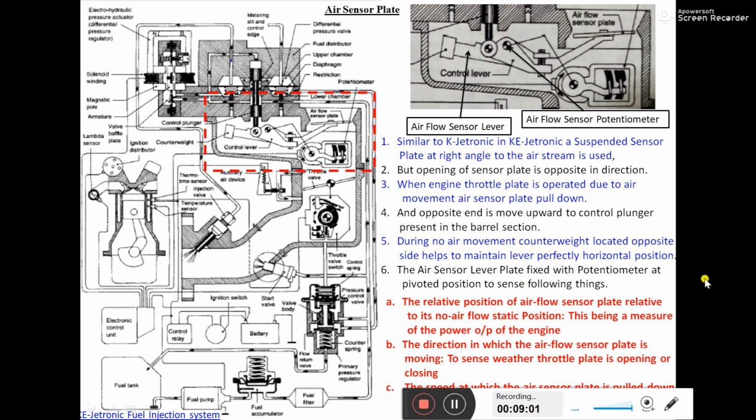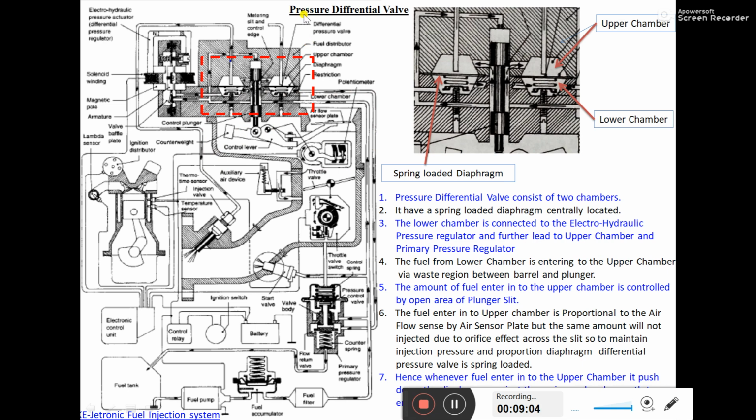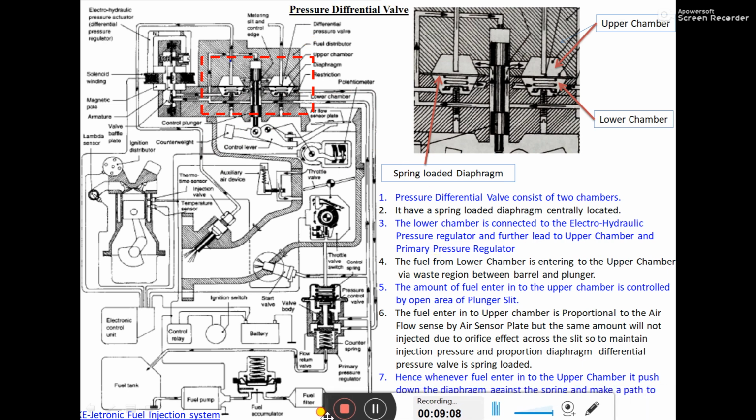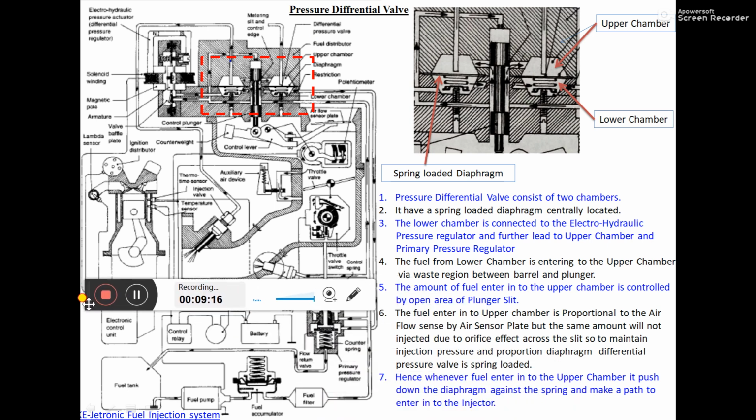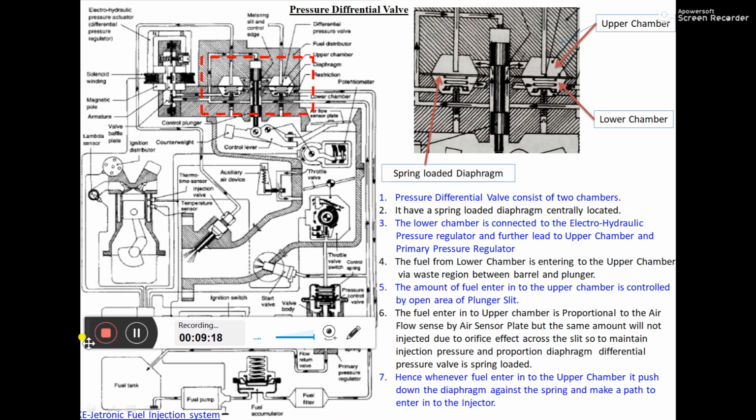Okay, now we'll see the next part. This is the pressure differential valve. The pressure differential valve is the same as before. It is used in the case of the K-Jetronic, and is also used in the KE-Jetronic. The only difference is the construction. So only a constructional difference is there.